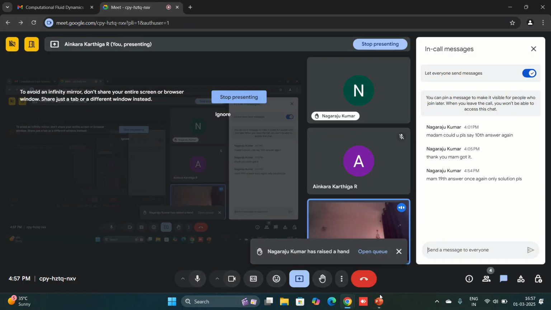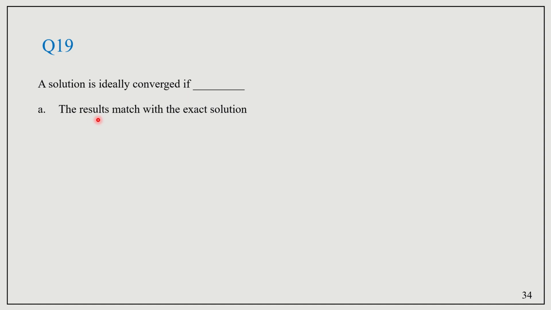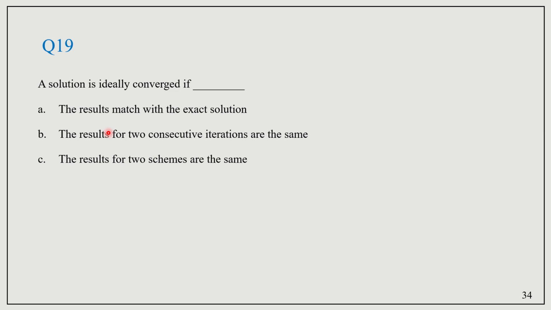Question 19 once again. A solution is ideally converged if dash. Option A, results match with the exact solution. Option B, results for two consecutive iterations are the same. Option C, results for two schemes are the same. And option D, results for different boundary conditions are the same.